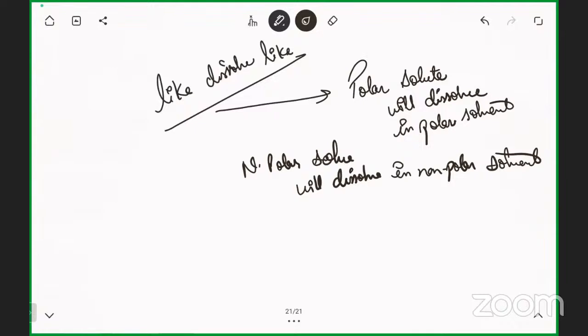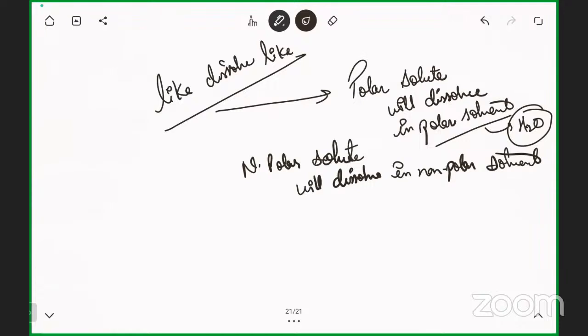Those solutes which are polar in nature will always dissolve in the polar solvent, while the non-polar solute will always dissolve in the non-polar solvent. So this is like dissolves like. One more characteristic: ionic compounds dissolve in polar solvents, and the basic polar solvent we can take is water. Water is considered a universal solvent. They will not dissolve in organic compounds, because organic compounds are non-polar in nature, while things which dissolve in organic compounds will not dissolve in water, because they are non-polar.